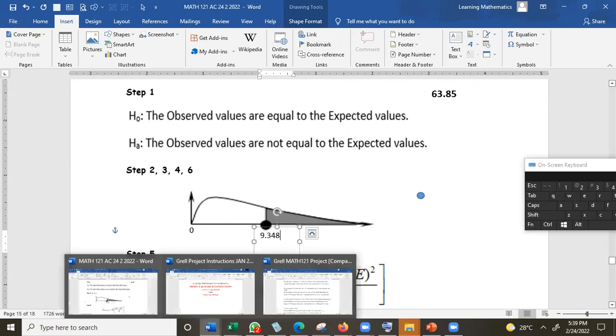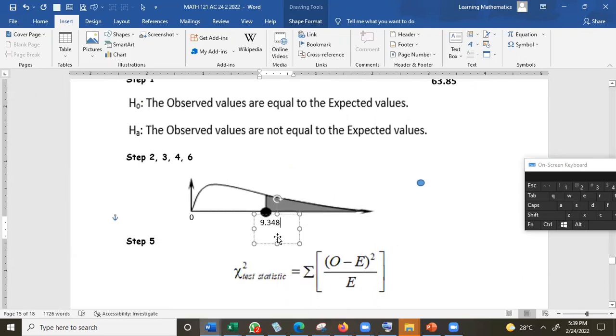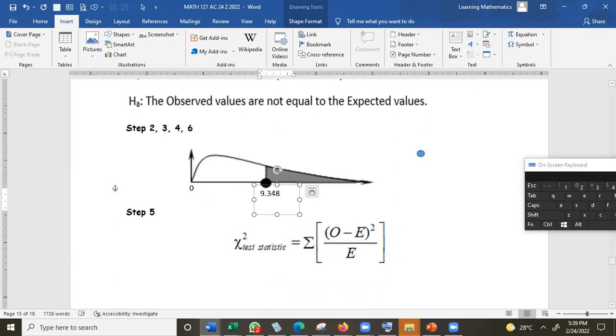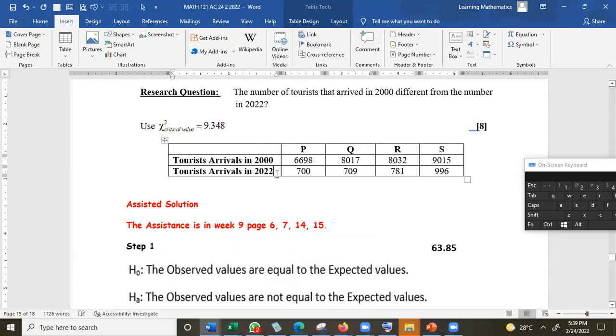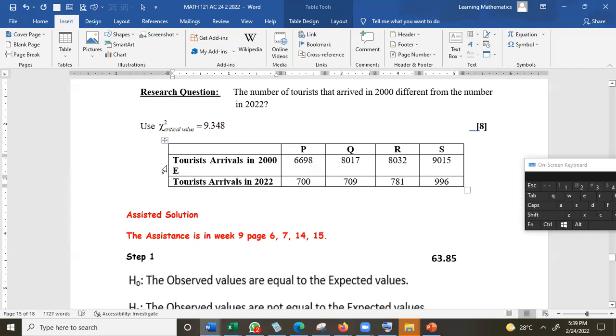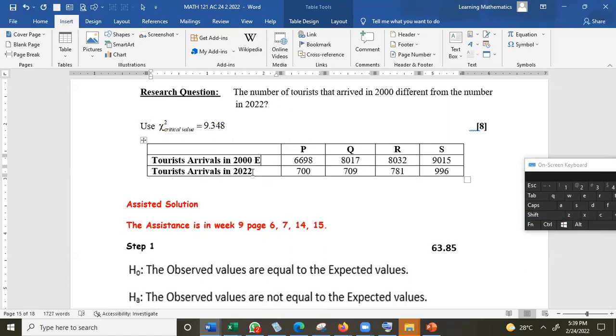Step number 5, we have to calculate the test statistic. It's the same formula, the sum of O minus E all squared over E. But with the chi-square test for variation now, the historical values will be the expected values. The observed values are what you observe now. The current values will be the observed values. The historical values will be the expected values. Please take note of that. Normally the E comes above the O, because the E is what happened before and the O is what you observe now. Please bear that in mind.